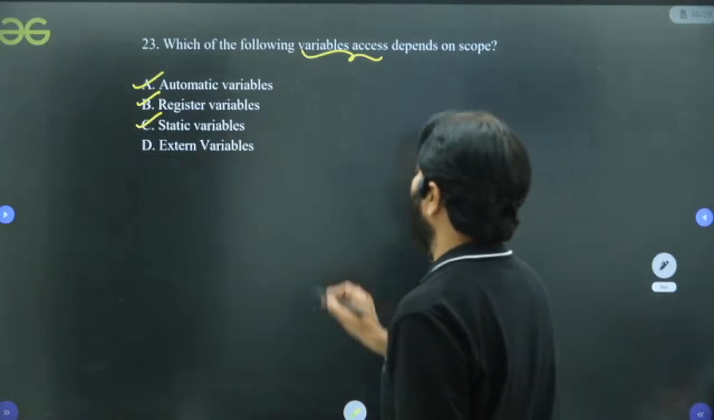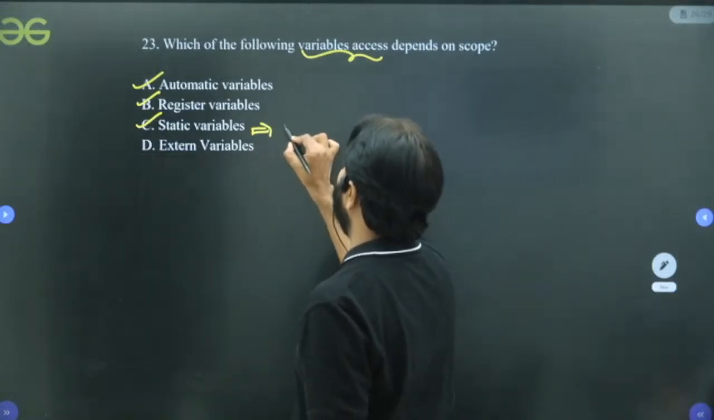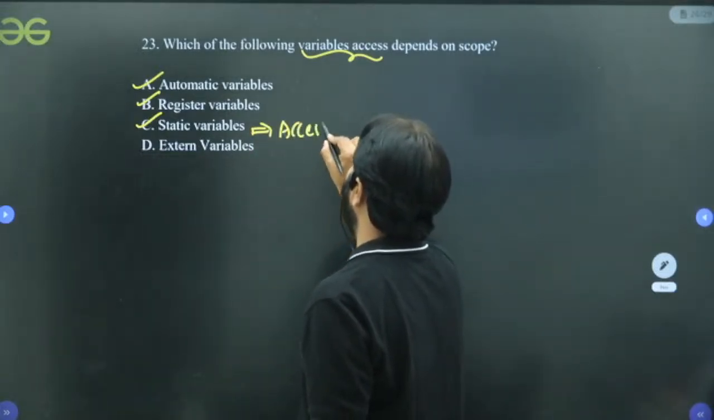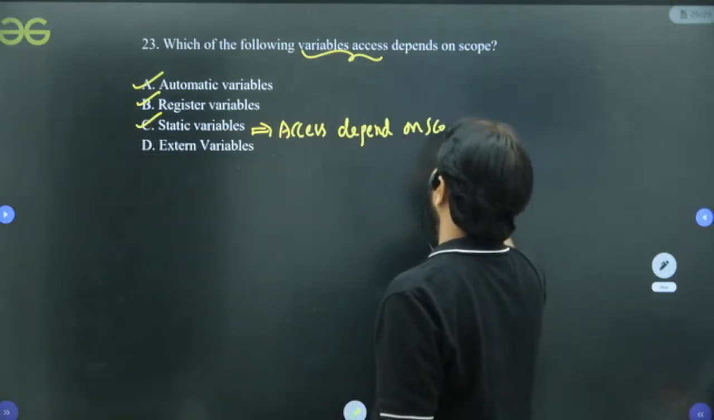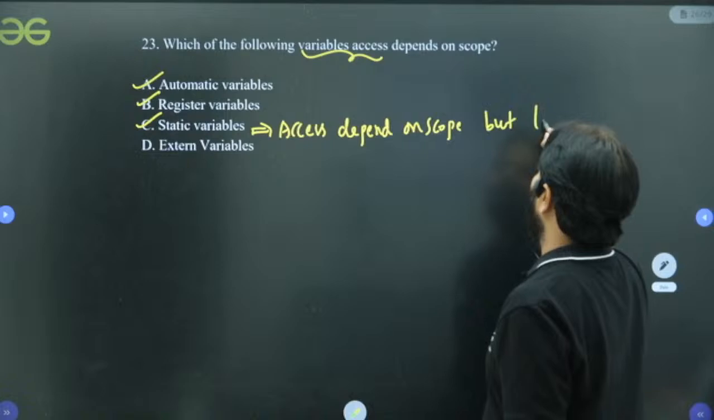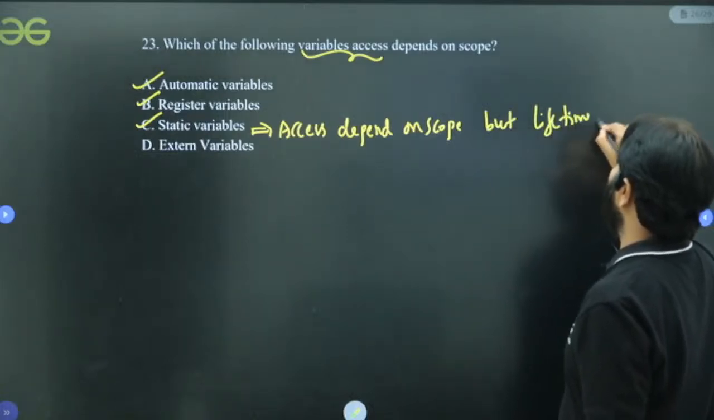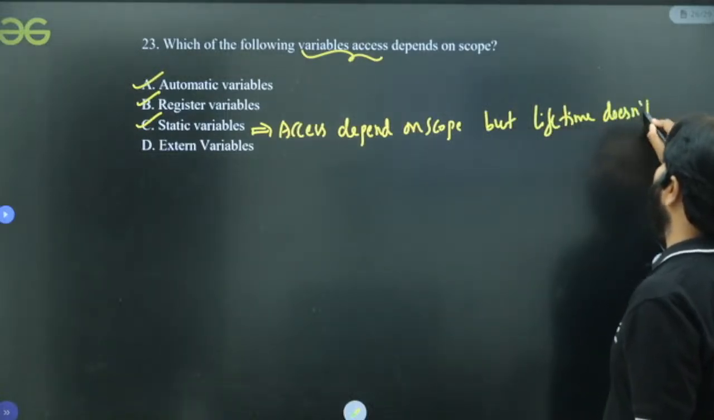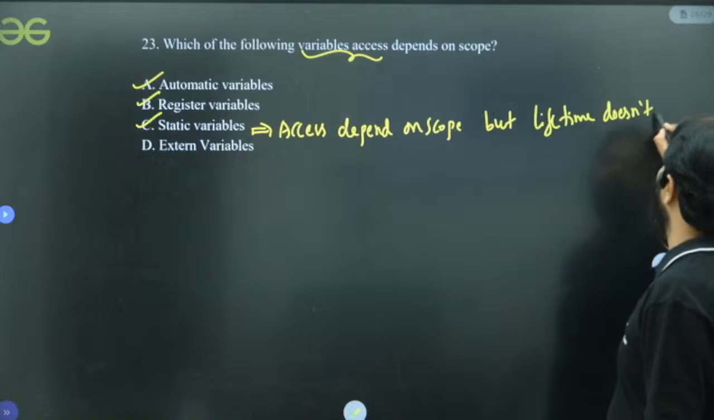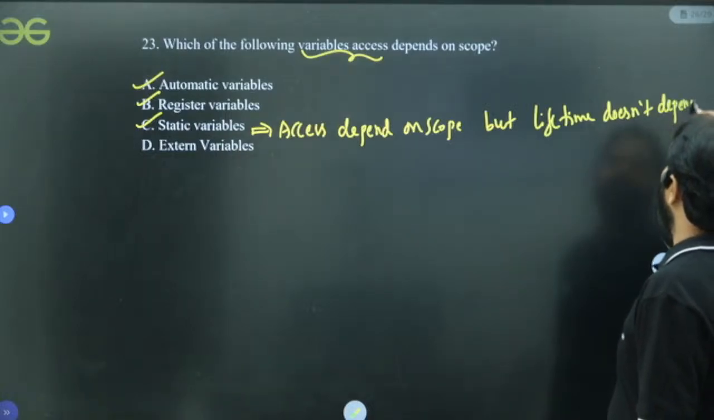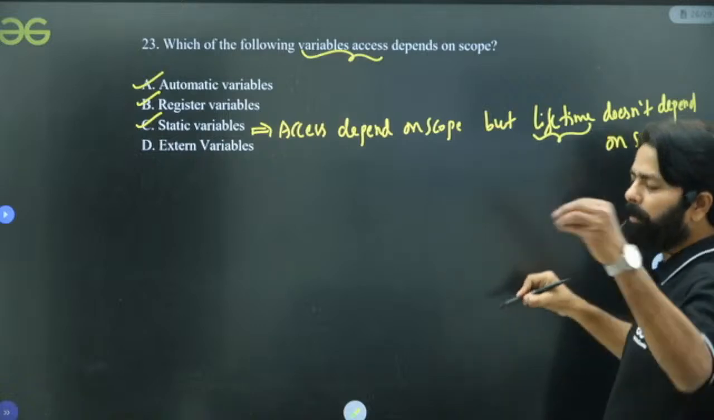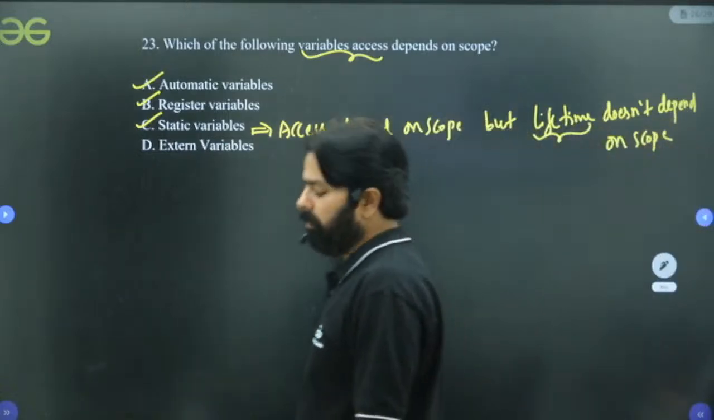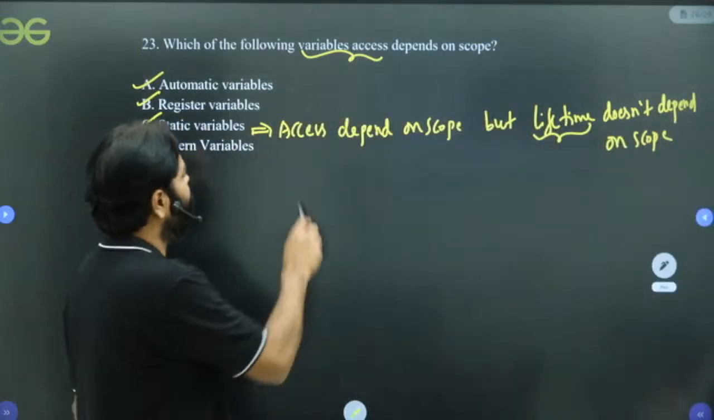Okay. Access depends on scope, but lifetime does not depend on the scope. Lifetime means existence in the memory. Lifetime means existence in the memory. Access is about visibility.